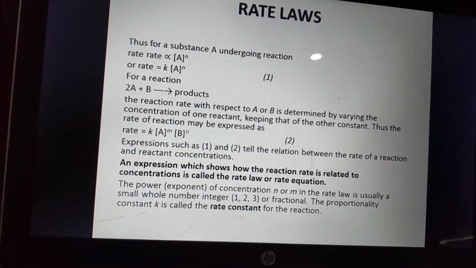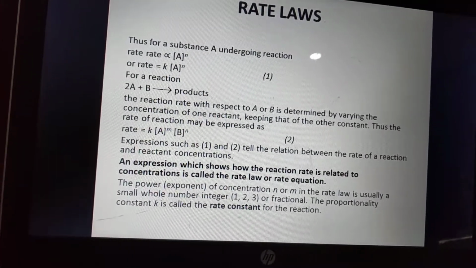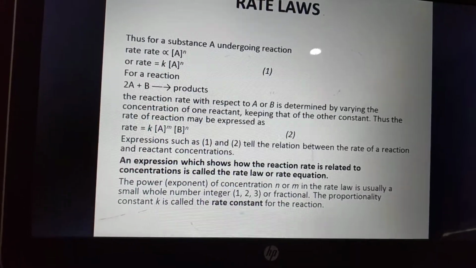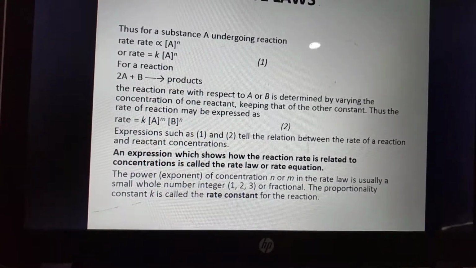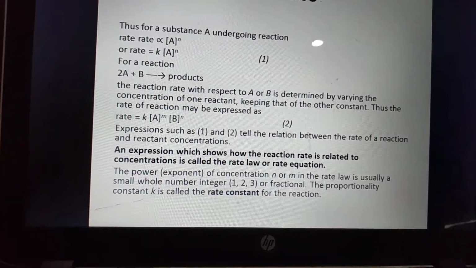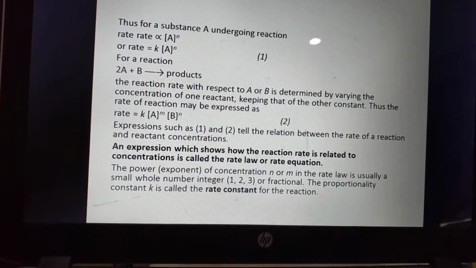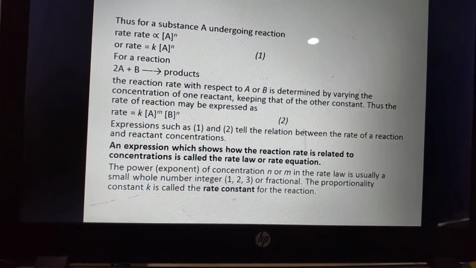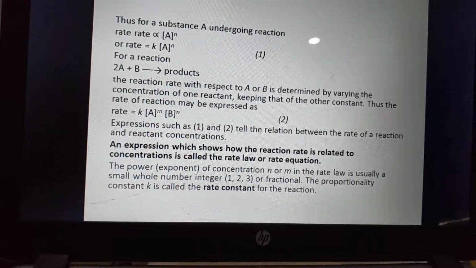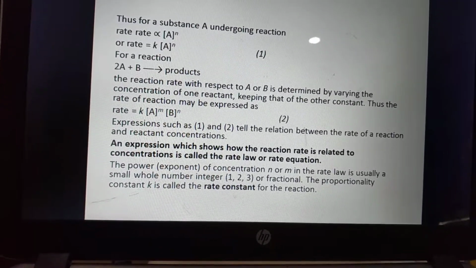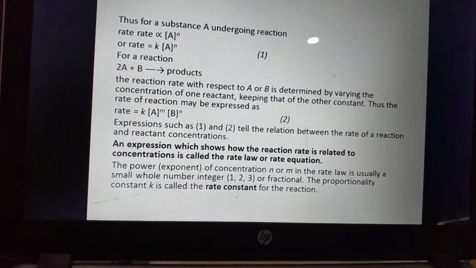For a reaction 2A plus B giving products, the reaction rate with respect to A and B is determined by varying the concentration of one reactant while keeping that of the other constant. Thus the rate of reaction may be expressed as rate equals K [A]^m [B]^n. The expressions above tell us the relation between the rate of reaction and the reactant concentrations. So an expression which shows how the reaction rate is related to the concentrations is called the rate law or rate equation.